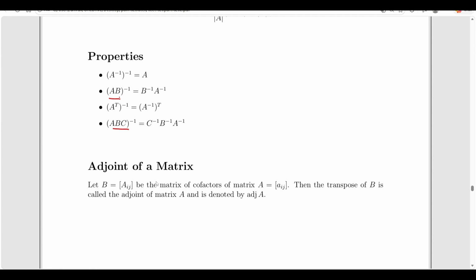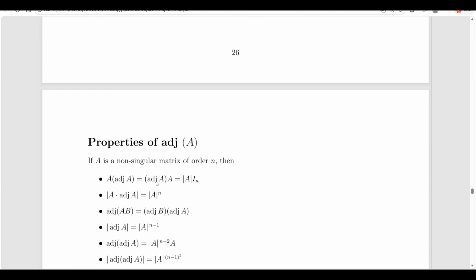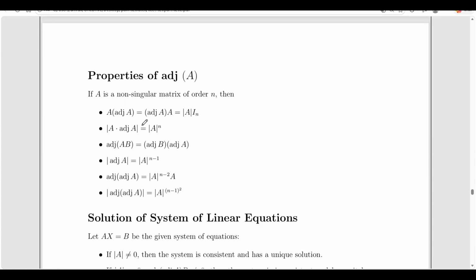So next, moving on to the adjoint of a matrix. Let's see what the properties of adjoint A are. The condition is, if A is a non-singular matrix, that is determinant of A is not equal to 0, and it is of order n, then A into adjoint A is equal to adjoint A into A. That means you can take it as a commutative property, which is equal to determinant A into I, where n indicates the order of matrix A. And then determinant of A into adjoint A is equal to determinant A power n.